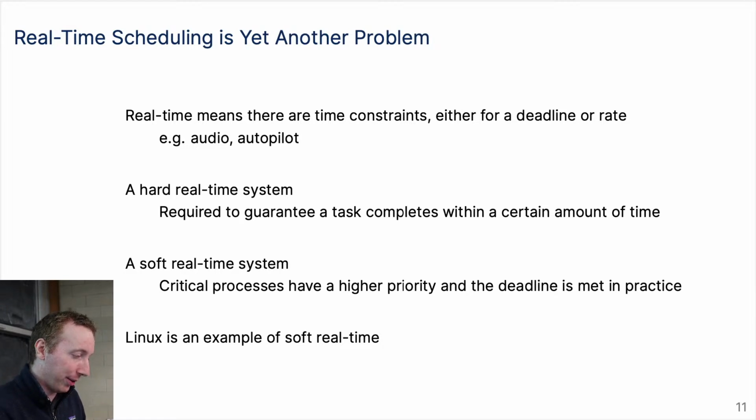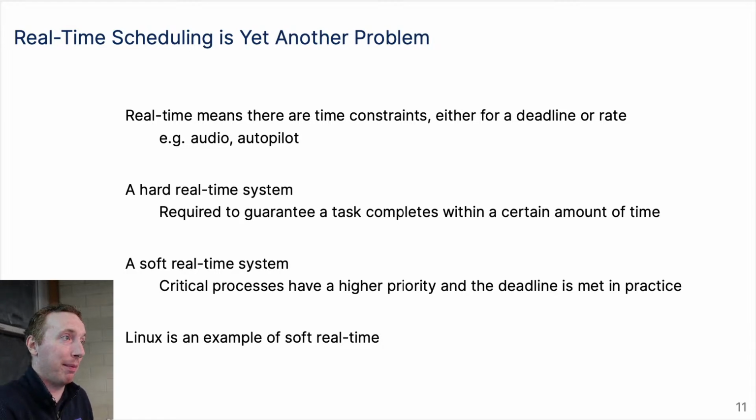So there's also another type of scheduling called real-time scheduling, and it's yet another problem. Real-time means that there are certain very hard time constraints, either for a deadline or a rate. Audio is an example of a real-time system. You have a certain bit rate, you need to keep up with that bit rate, otherwise your audio will sound garbled and it will just be completely trash. So you have to maintain that rate, otherwise you won't hear clear audio and it will essentially be useless.